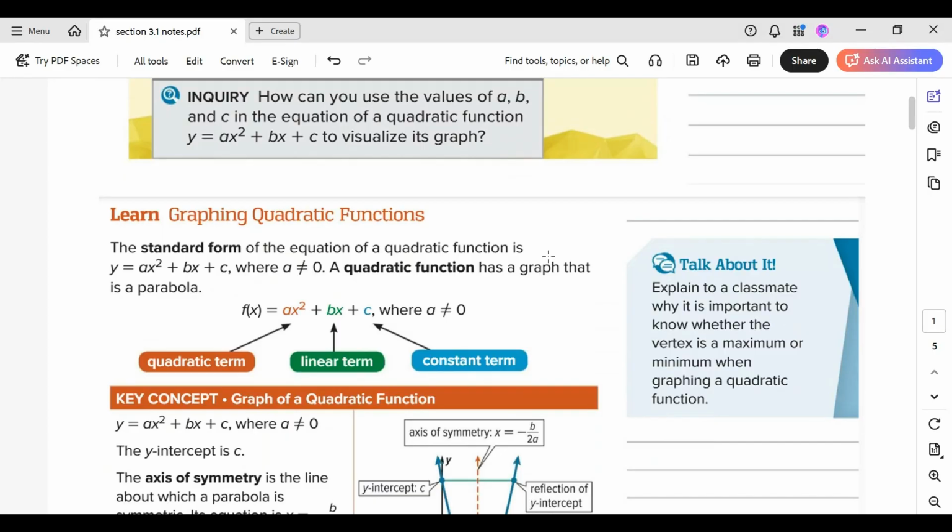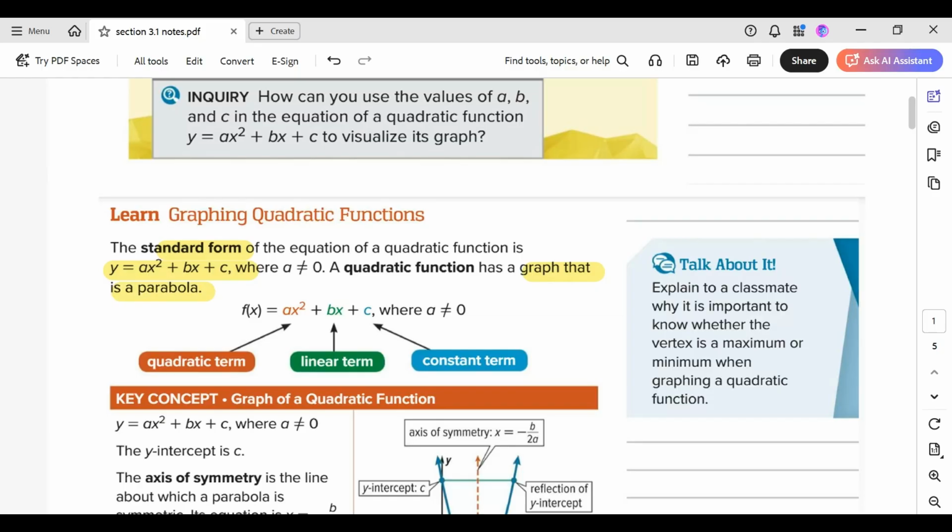Graphing quadratic functions, you need to remember that the standard form is in the format of y equals ax squared plus bx plus c, where a is not equal to 0. The quadratic function has a graph that's known as a parabola, so we would see it looking like a parabola.